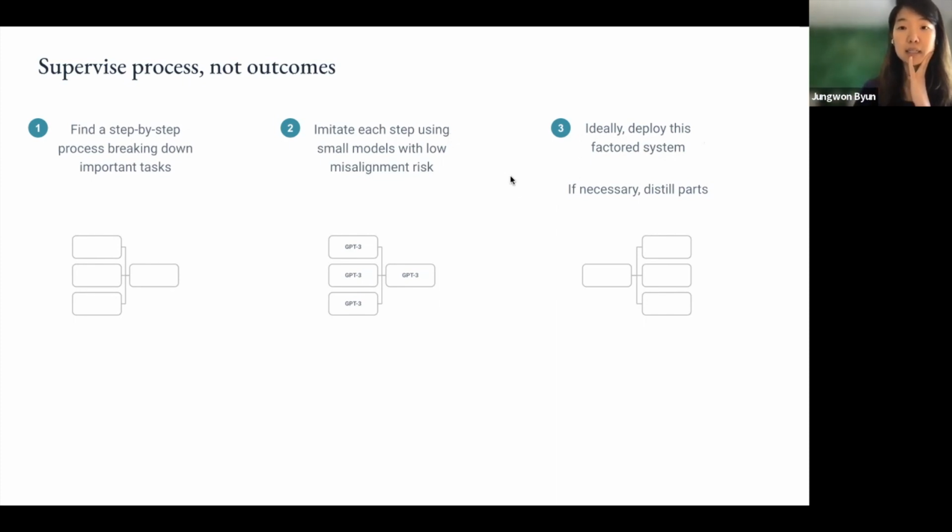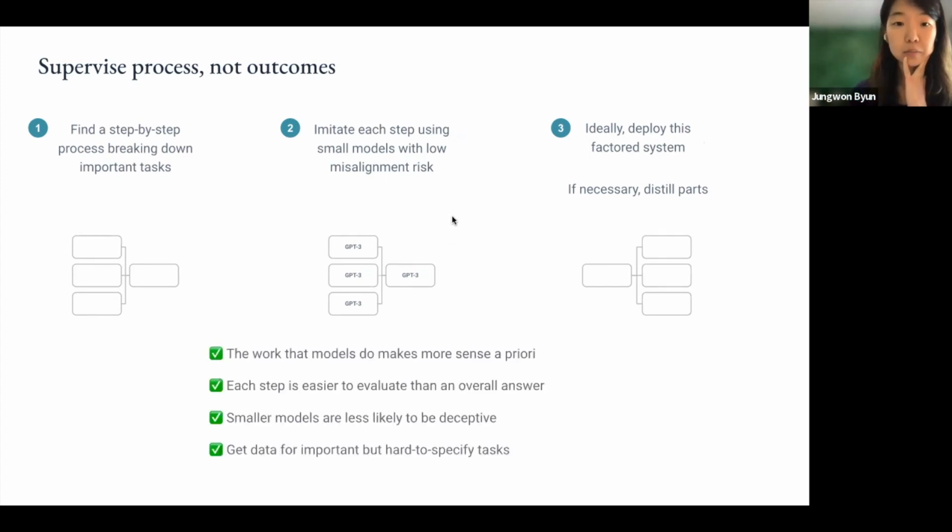So I think ideally we would deploy it compositionally, so that the model is only doing small pieces of work at any point in time, and you can evaluate very clearly the specific task that it's doing, but we may end up having to distill more.